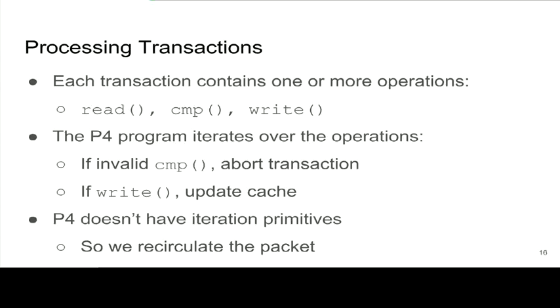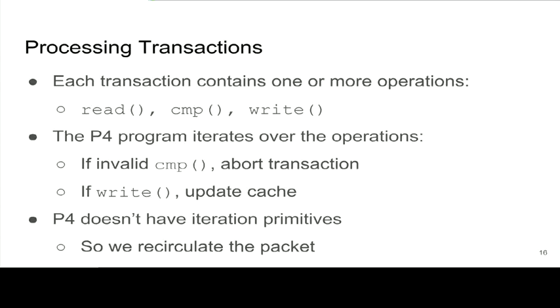What the switch has to do is parse out each of these transactions and check, first of all, the comparisons. If each comparison in the packet is valid, then it can check all the writes. And for each write, it updates the cache. It updates the values that are stored on the switch. You may know that P4 doesn't provide any looping primitives.